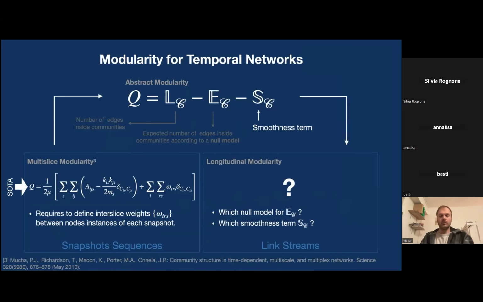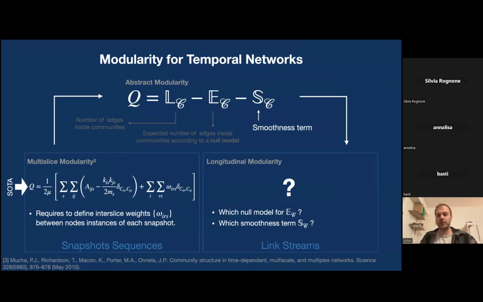We are not the first to be interested in generalizing modularity to temporal networks. I think the most interesting result is what we call the multi-slice modularity, but it is based on snapshot sequences, as I showed you earlier. So you have to model your data so that you expect your temporal networks to be very consistent at any time that you observe them.